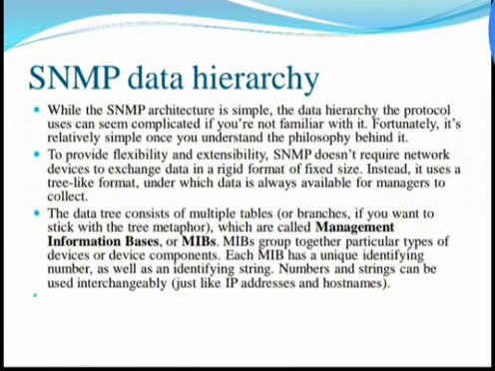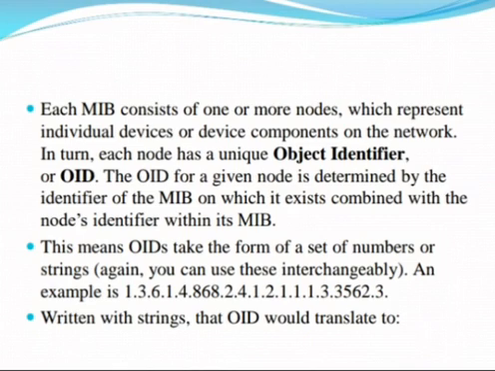The data tree consists of multiple tables called management information bases, MIBs. MIBs group together particular types of device components. Each MIB has a unique identifying number as well as an identity string. The number and string can be used interchangeably. Each MIB consists of one or more nodes which represent individual devices or device components on the network. In turn, each node has a unique object identifier, OID. For a given node, it is determined by the identifier of the MIB in which it exists combined with the node's identifier within its MIB.